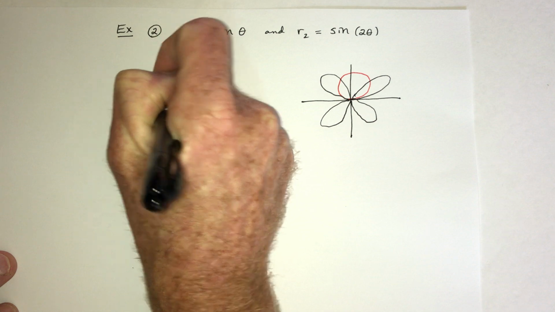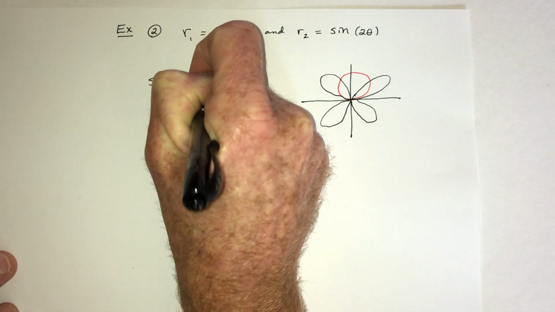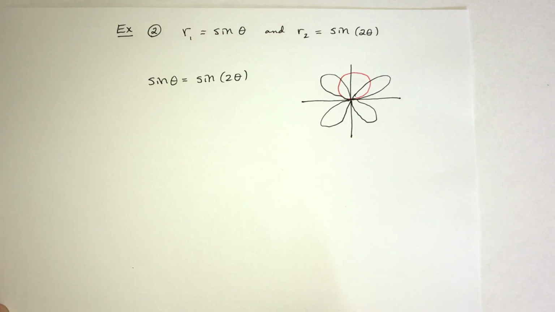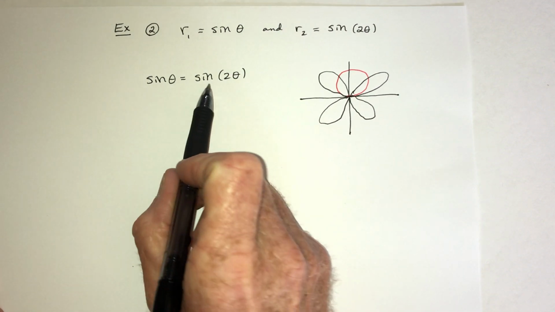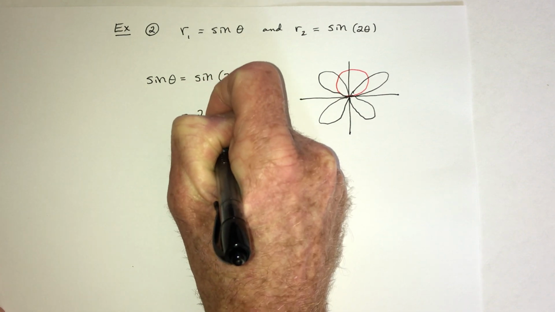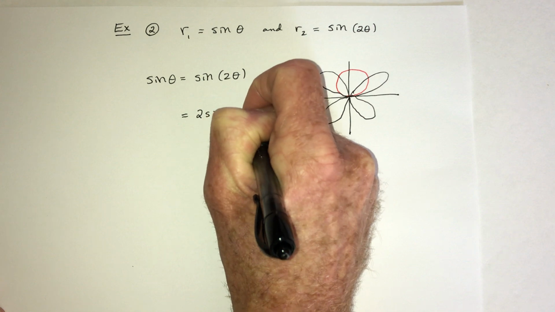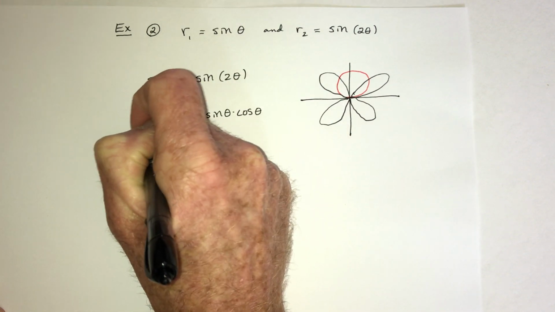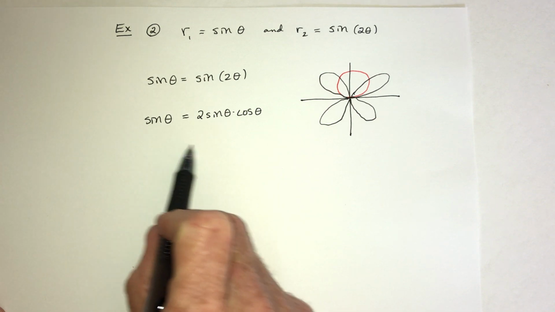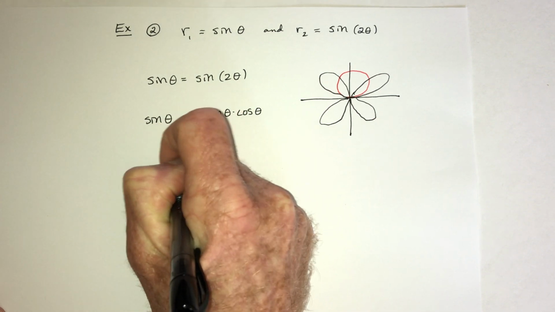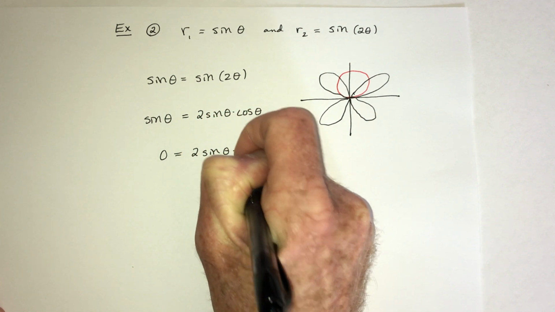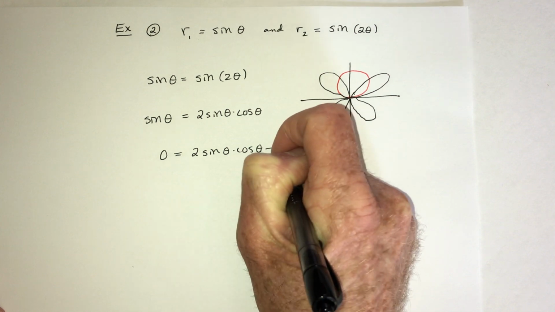So you set them equal to each other. And then for this particular one, I'm going to need to use a trig identity on the right side. That's equal to 2 times sine theta times cosine theta. And then what I could do is subtract sine theta to move it to the other side and have it set equal to 0. So, subtract sine of theta.